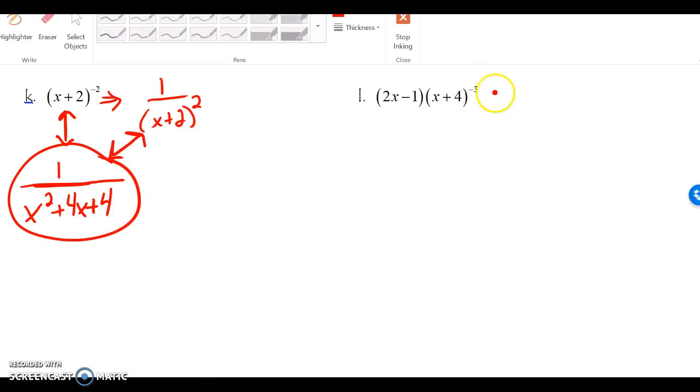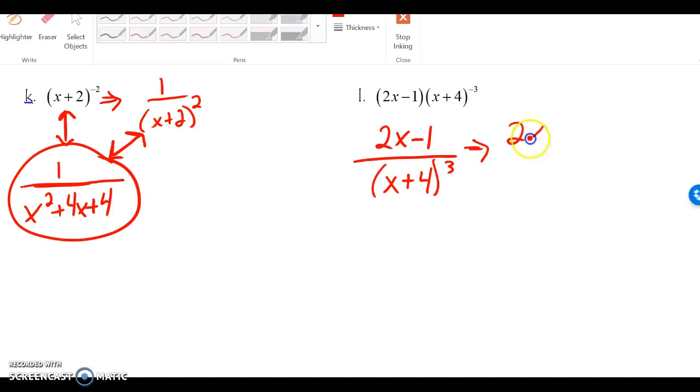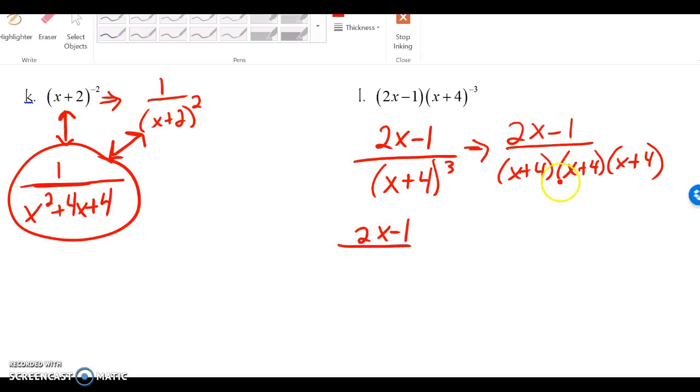For one like this, the 2x minus 1 does not have a negative exponent, it's going to stay in the numerator. X plus 4 to the third. Now I have to expand this, so that means I need to multiply this, which I end up with, if I just multiply two of them together, I get x squared plus 8x plus 16.